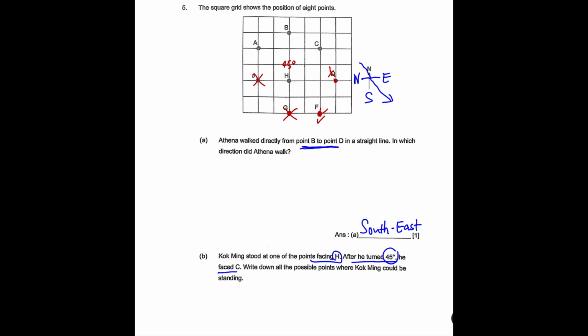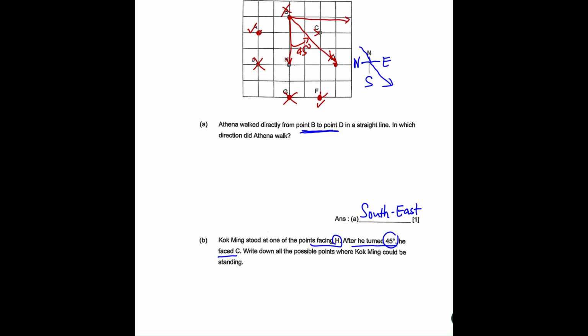Let's take a look at A. A was facing H, and if A were to turn 45 degrees anti-clockwise, yeah, he can face C. Okay, last one. If he was standing at point B, facing H, and if he were to turn 45 degrees anti-clockwise, the max is just facing D, not C. So the possible points are A and F.